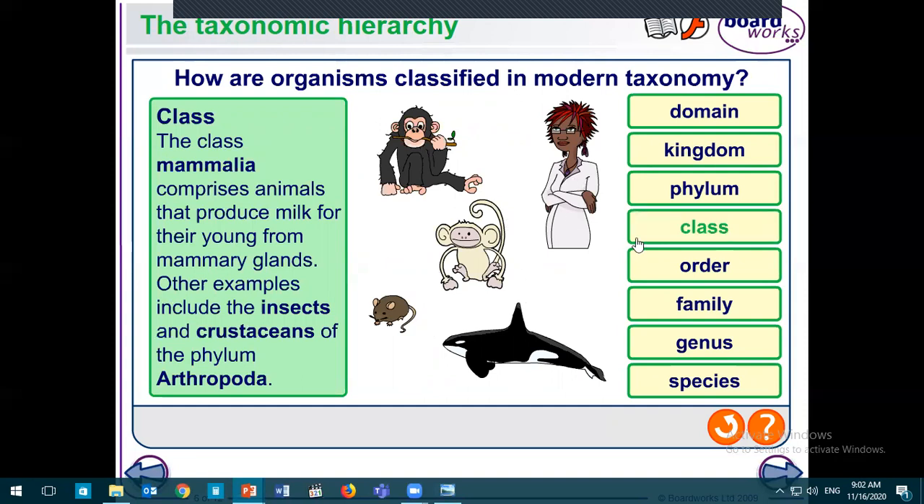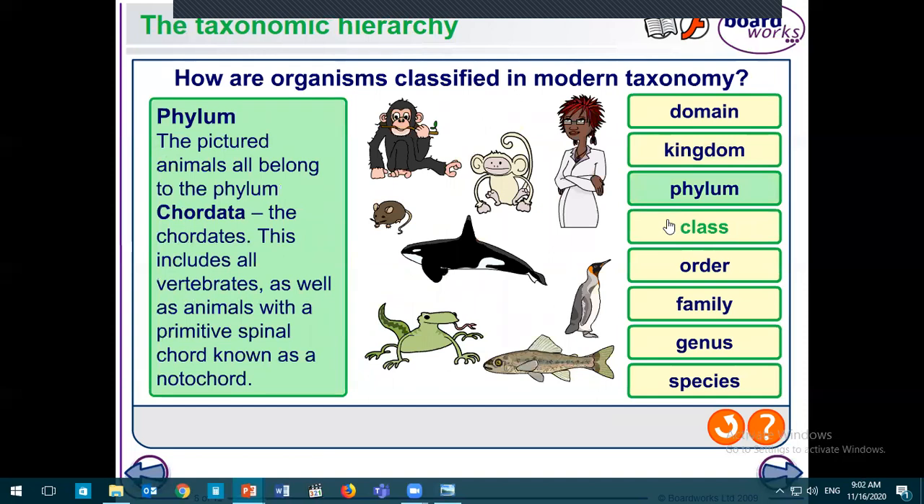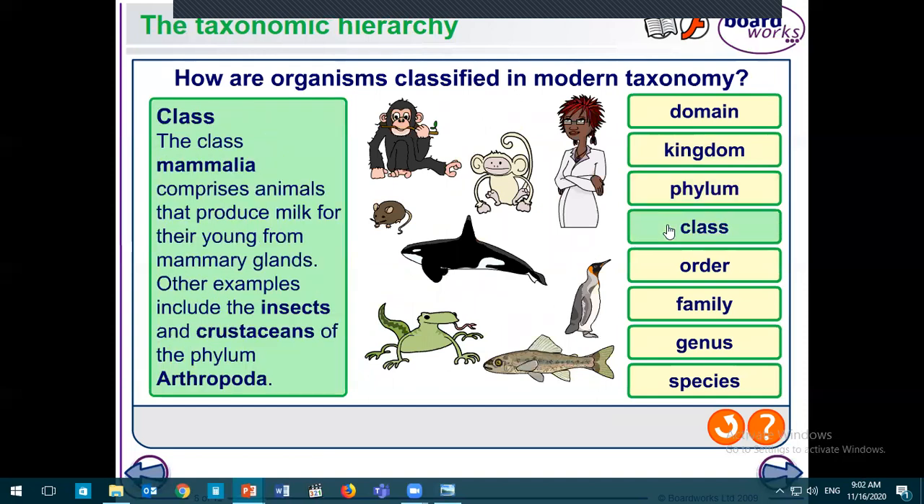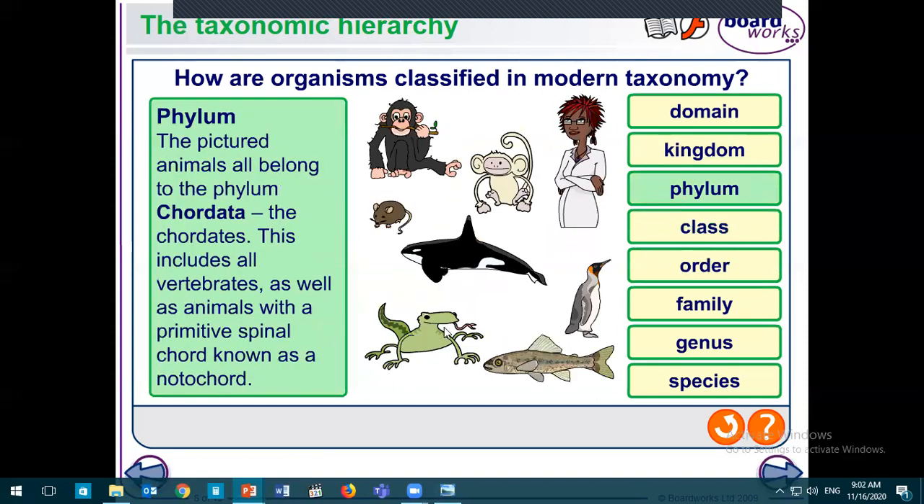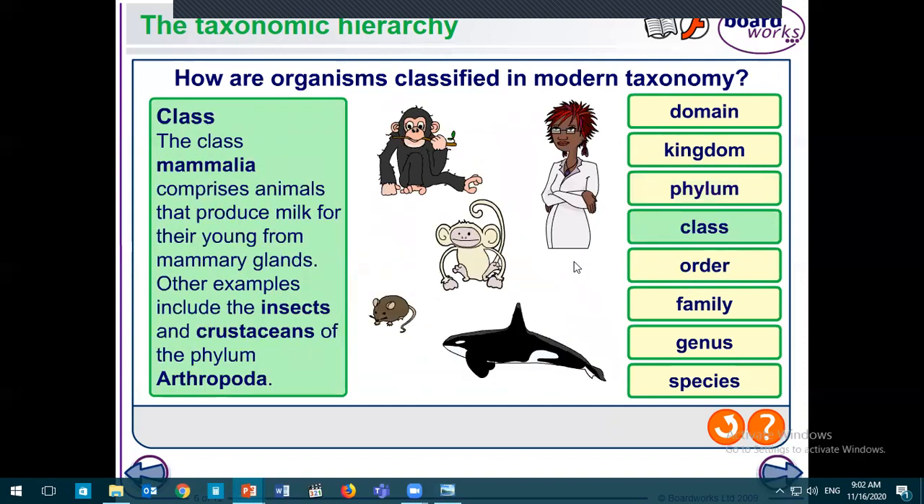There are only 4. So we had to remove the lizard, the fish, and the penguin, because penguins are birds. They belong to the bird group. And the monkey. So can you guys see that the number is getting less and less?